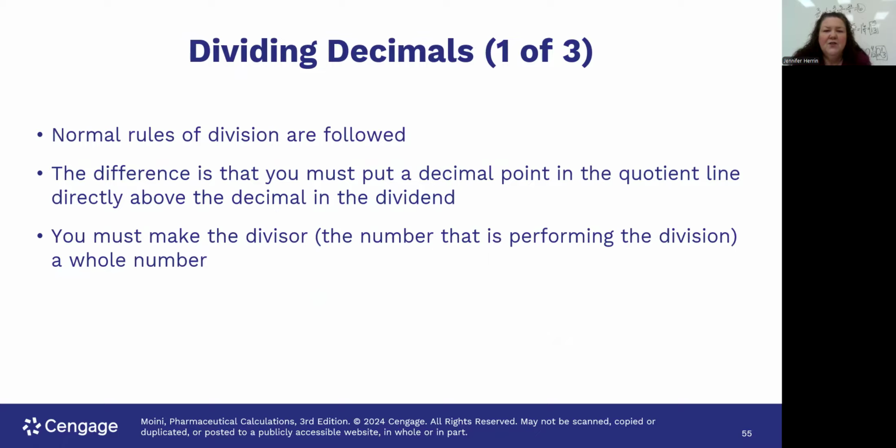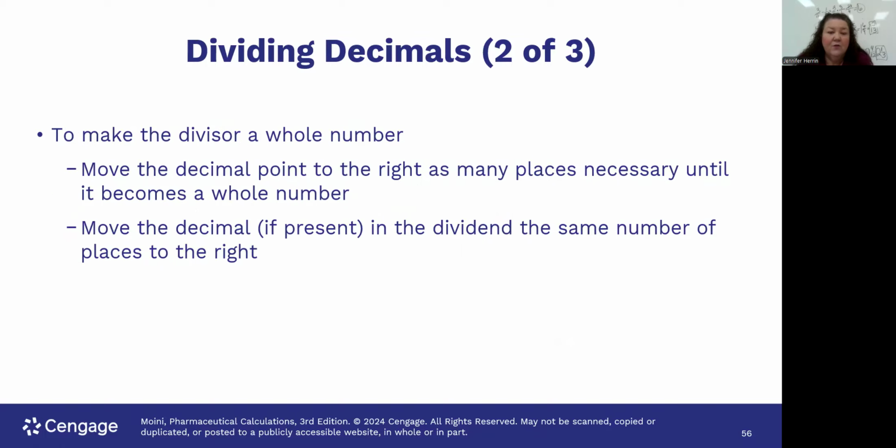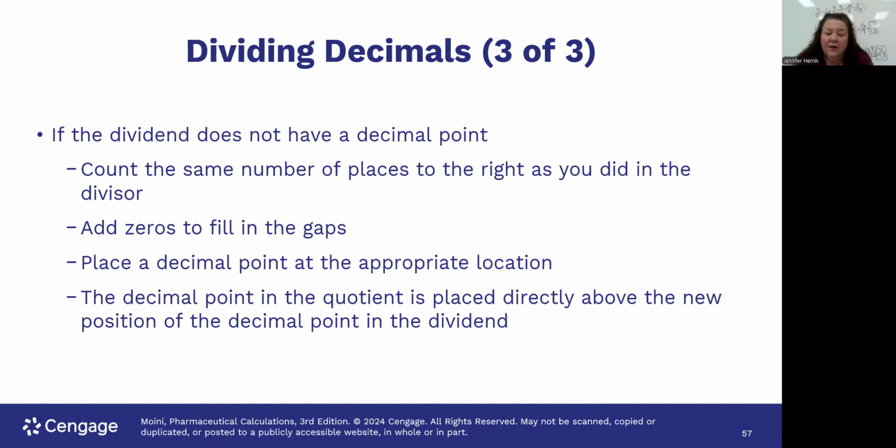Normal rules of division are followed when we are dividing with decimals. The difference is that you must put a decimal point in the quotient line directly above the decimal in the dividend. You must make the divisor, or the number that is performing the division, a whole number. Don't get too muddled up in these instructions because, again, these instructions are provided for if you're performing the calculations manually on paper without the use of a calculator. We are going to use a calculator.